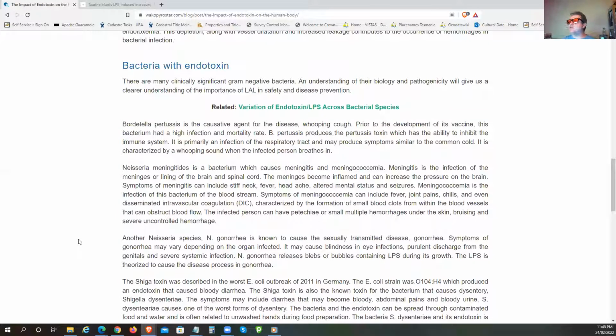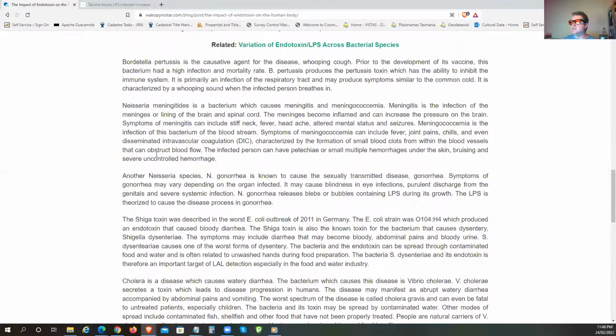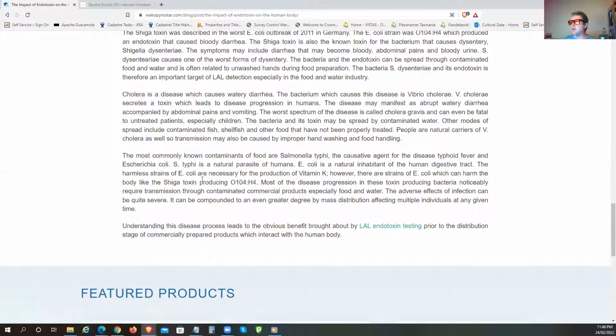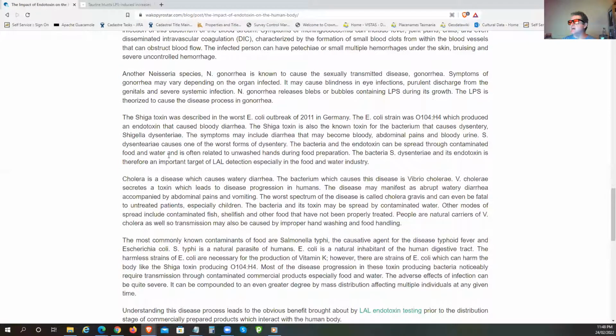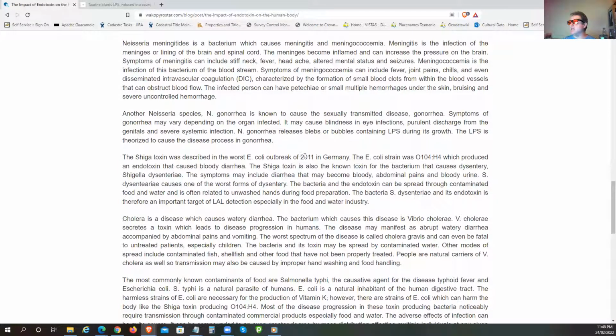Bacteria with endotoxins. So this will go through. I'm not going to read this part. These are all the species, so people can read: cholera, E. coli, different strains. This one was actually found in Germany in 2011, and it causes Shiga toxins. Shigella dysentery bacterium causes dysentery. The symptoms include diarrhea that may become bloody, abdominal pain, and bloody urine. So this is a pretty nasty one.